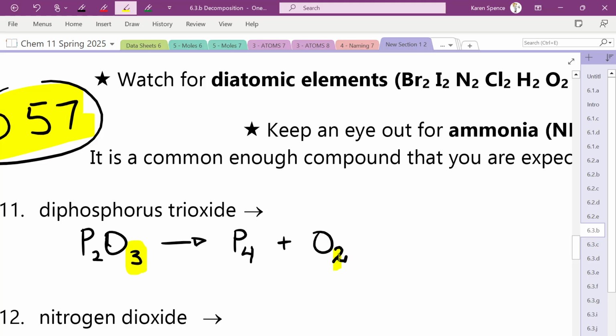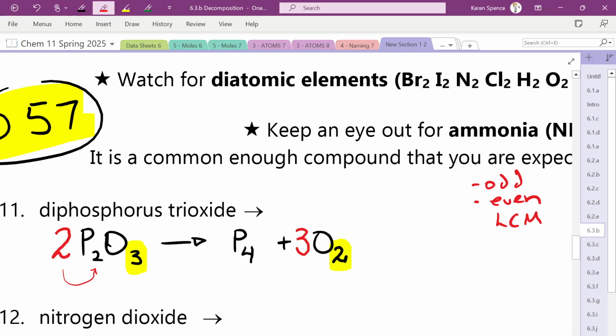And for this one, you'll notice you have an odd number and you have an even number. You have a 3 and a 2 for the O. So when you have an odd and an even number, you are going to find the lowest common multiple, the LCM, which is in this case 6. So you're going to put a 3 in front of the O2 to give you 6 O's. You're going to put a 2 in front of the P2O3 to give you 6 O's. And that just very fortunately gave us 4 phosphorus, and then we've got 4 phosphorus, and we are done.